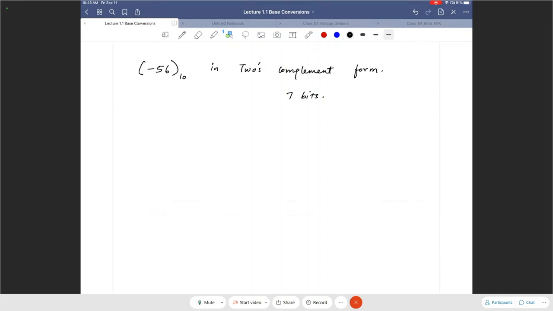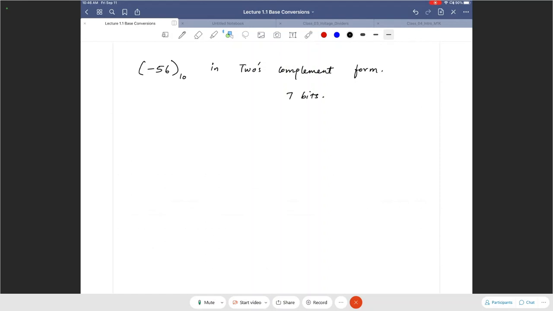So Ajit says, Ajit is absolutely right. You would do 2 raised to 7 minus 56 and represent it in binary form. That's from the definition of 2's complement. But what I'm going to do here in this example is actually a shortcut, right? And later on, I will relate the definition and the shortcut. I will connect the two later on. But I want to show you the shortcut first.